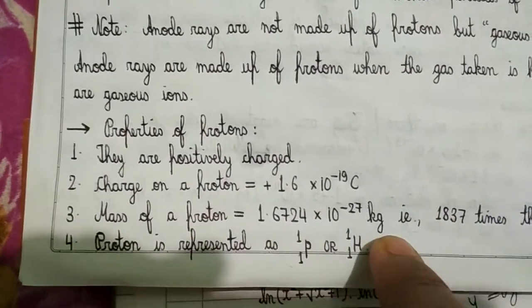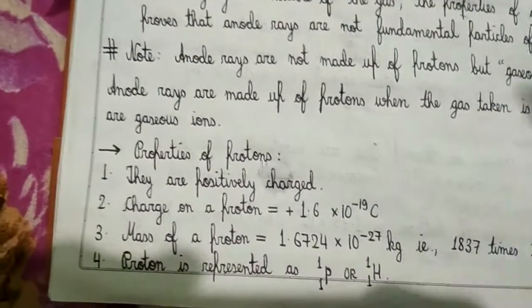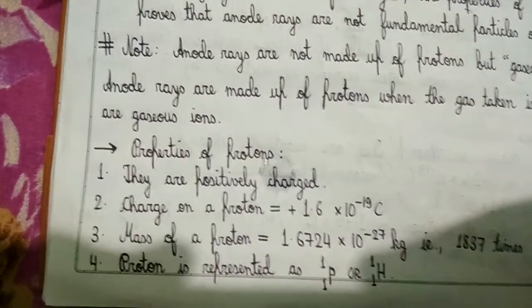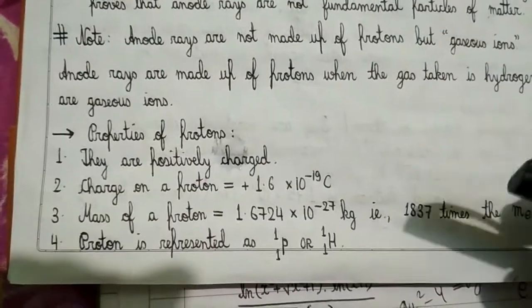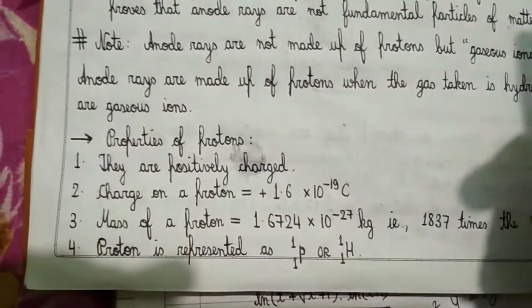Now why have I written this H 1 1? What is the nucleus of hydrogen? The nucleus of hydrogen is just a proton because it does not contain any other particle, not even a neutron. So we write P for proton or H for proton, it does not matter. So that's all I've got for the discovery and properties of the proton.